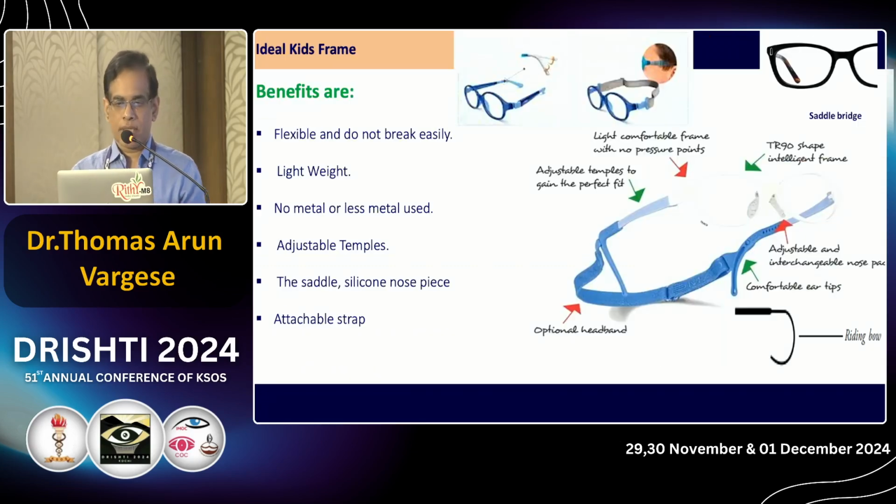So nowadays you have these beautiful frames, very flexible. The child cannot break it even if the child wants to. And also if you want, you can add a strap at the back so that it doesn't slip off. And also at the back you can have what is called the riding bow, so that the spectacles don't slip off from the face.